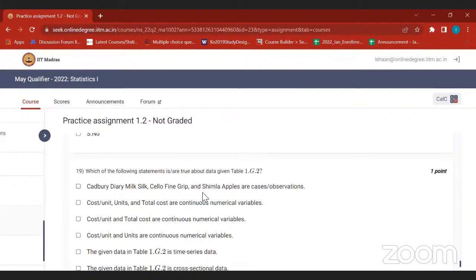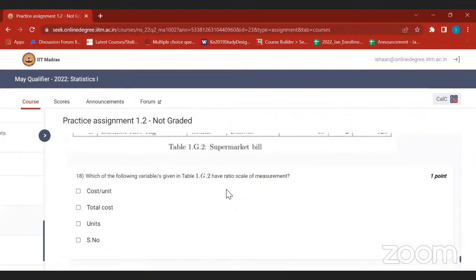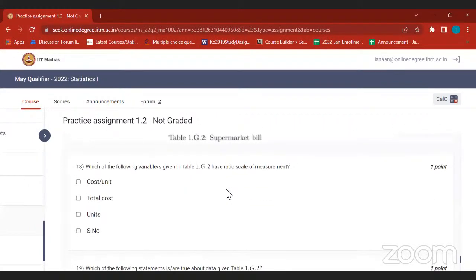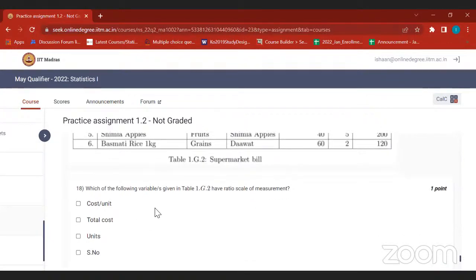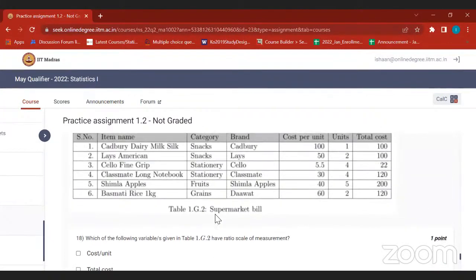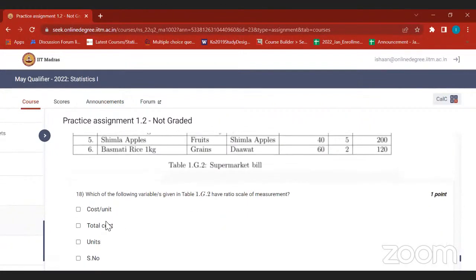Yeah, question number 19. Okay. Sorry, 18. Which one? 18. Okay. Ratio scale of measurement. Okay. Which one should it be according to you? Sir, option 1, cost per unit. Okay, I can see that.